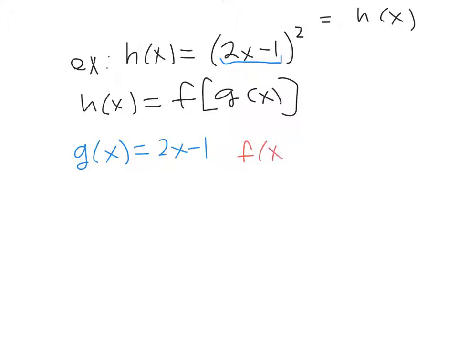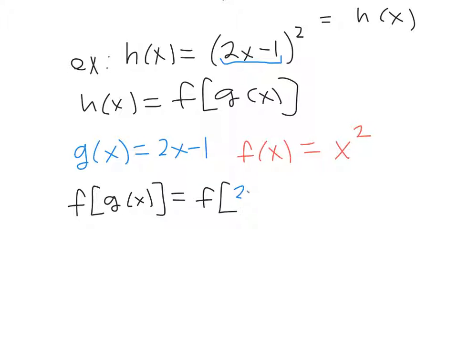So then what does that mean f of x is? Well, what's happening to 2x minus 1? It's being squared. So we're going to have f of x be x squared. So testing that out, we want f of g of x. So f of, plugging in what g of x is equal to, 2x minus 1. And then replacing x in the function f of x with 2x minus 1, we have 2x minus 1 squared, which gets us back to h of x.